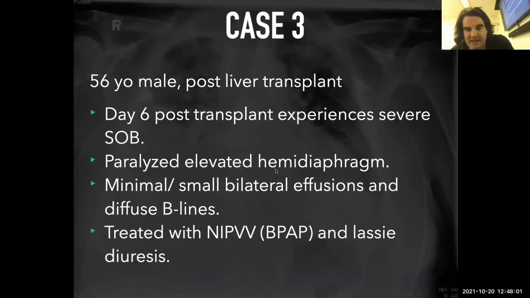So basically, paralyzed hemidiaphragm, minimal small bilateral effusions, these B lines. We basically just put this guy on BiPAP and then gave him diuresis. Of course, Lasix diuresis, not Lassie diuresis, whatever that would mean. I swear I corrected that. I don't know what happened.